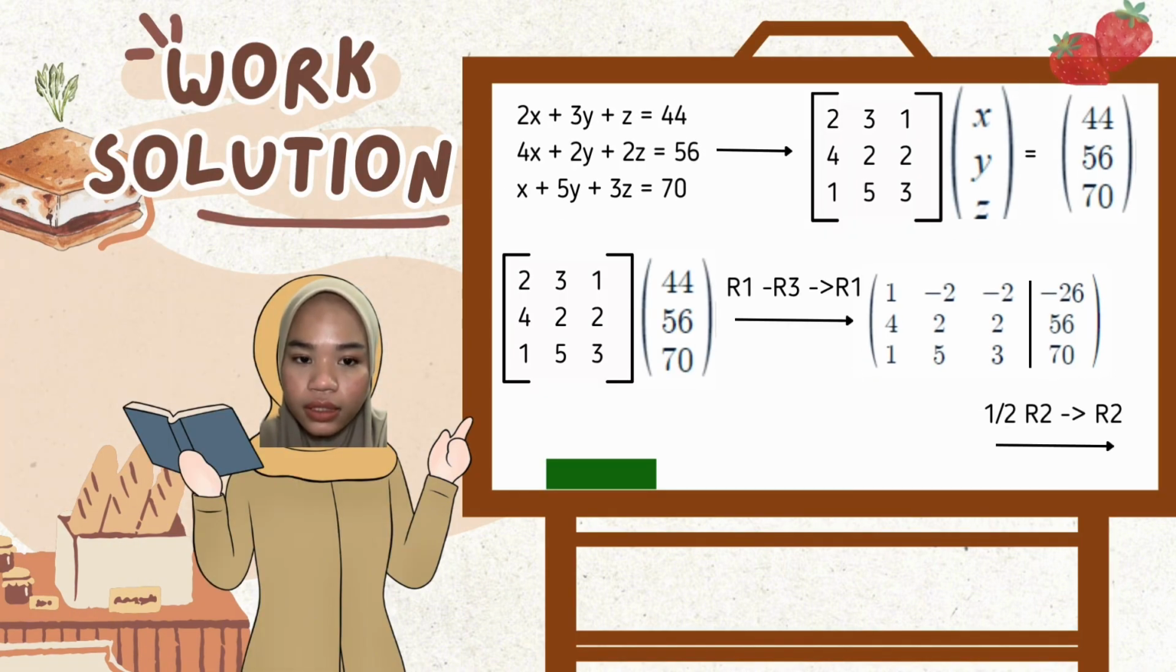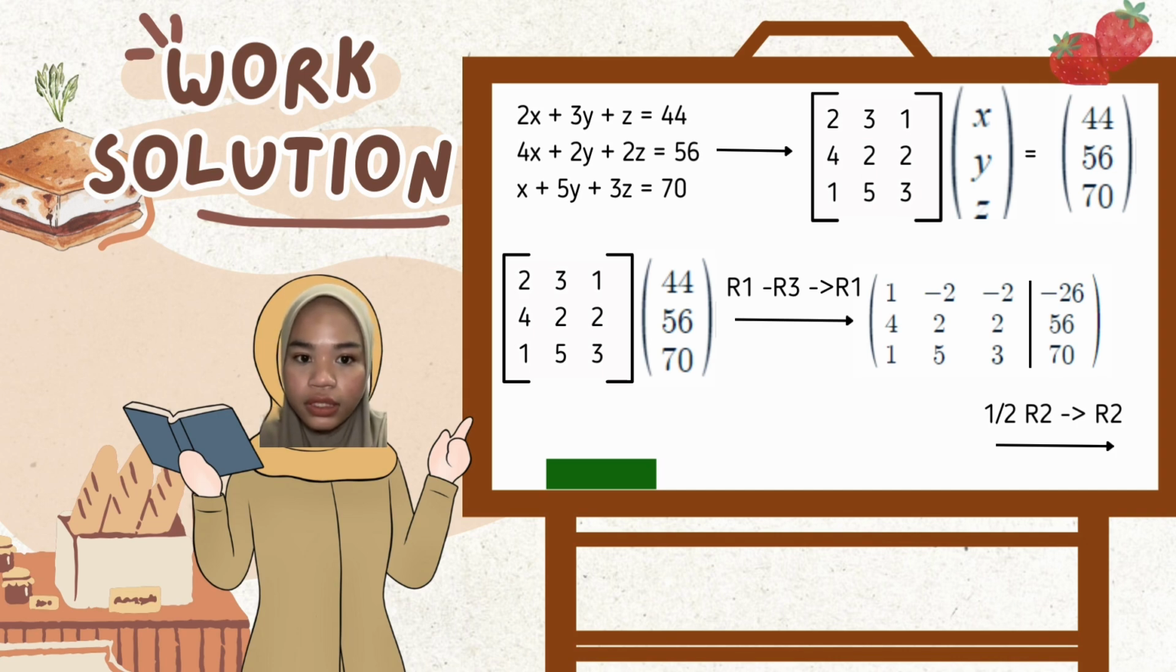First, we need to change this into 3 equations. 2x plus 3y plus z equals 44 for eggs. 4x plus 2y plus 2z equals 56 for cake flour. X plus 5y plus 3z equals 70 for milk.